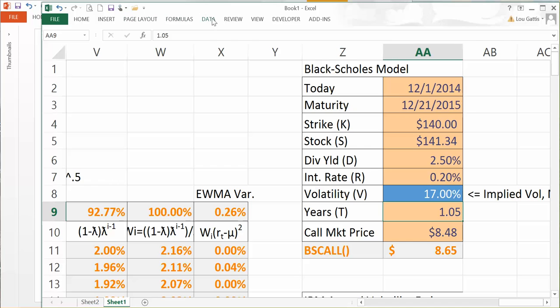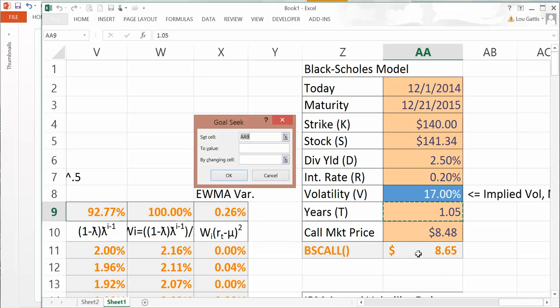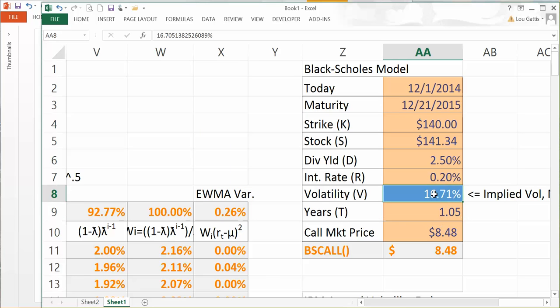I'm going to use goal-seek to get a more accurate value for that. So I'll do data, what-if, goal-seek. I'm going to set the BS call price to a value of 8.48, which is the market price, by changing volatility. All right, so at 16.71% volatility, or standard deviation, the Black-Scholes model will give you the market price. So we call that the implied volatility of IBM's returns over 1 year.